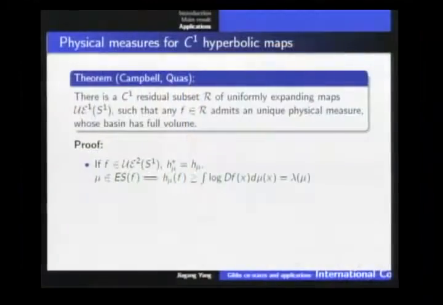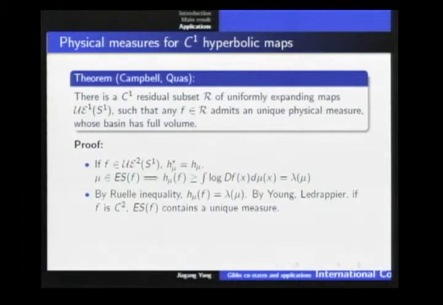By the definition, if it is contained in the equilibrium state, the metric entropy, the star entropy, plus the potential should be larger than or equal to zero. This implies the entropy is larger than or equal to the integration of log of the tangent map. The second one is exactly the Lyapunov exponent, because it's one-dimensional. So this explains to us that for any C2 case equilibrium state, the metric entropy should be larger than or equal to the exponent. And from the other direction, by the Ruelle inequality, the metric entropy should be smaller than or equal to the exponent. This explains to us that we get the Pesin formula: any measure in the equilibrium state has to satisfy the Pesin formula.